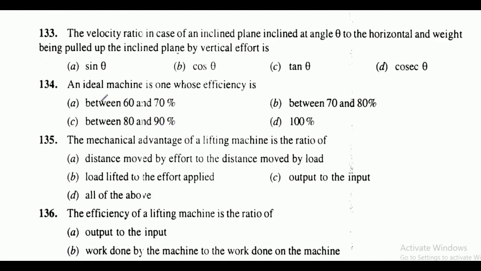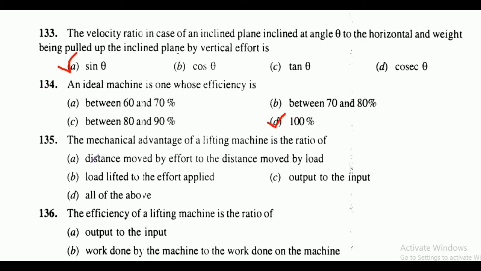Next is question 133. Here the velocity ratio in case of an inclined plane at theta to the horizontal and weight being pulled up the inclined plane by vertical effort is, here friends, options are sine theta, cos theta, tan theta, cosec theta. So here correct answer is option A, that is sine theta. Next is, an ideal machine is one whose efficiency is, here friends, these are the options, and here correct answer is option D, that is 100%.